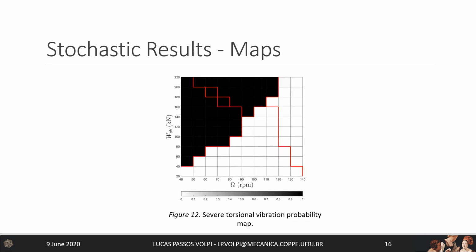The third map presents the stick-slip probability map. Even though a coupling between the lateral and torsional degrees of freedom was explored, the effects of a stochastic friction coefficient led to minor impact in torsional vibrations.